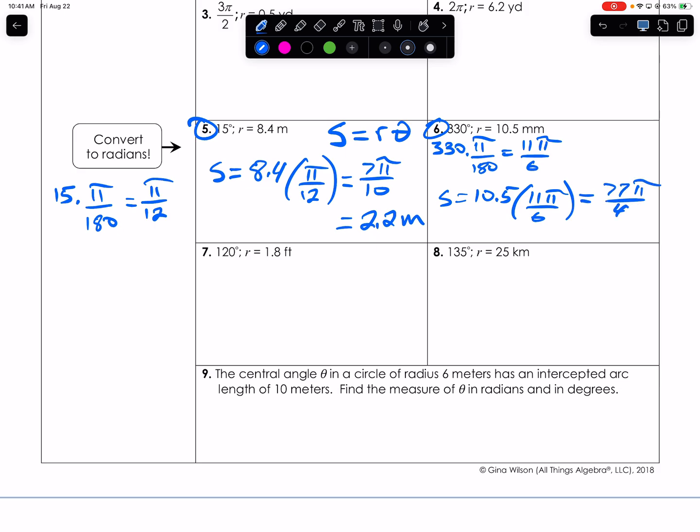In radians, the answer was this. And in millimeters, the answer is this. Okay? How many people got that right? This is maybe a little too fast. Okay.